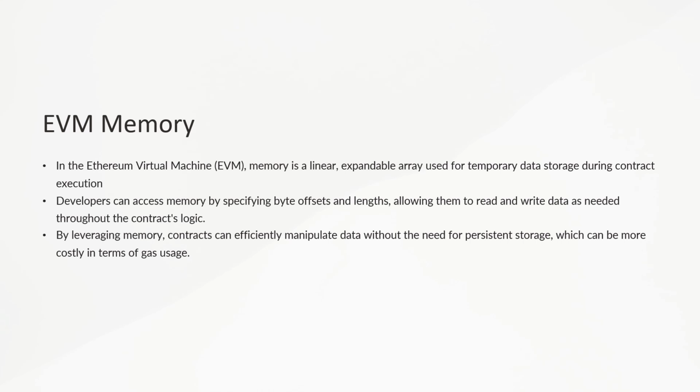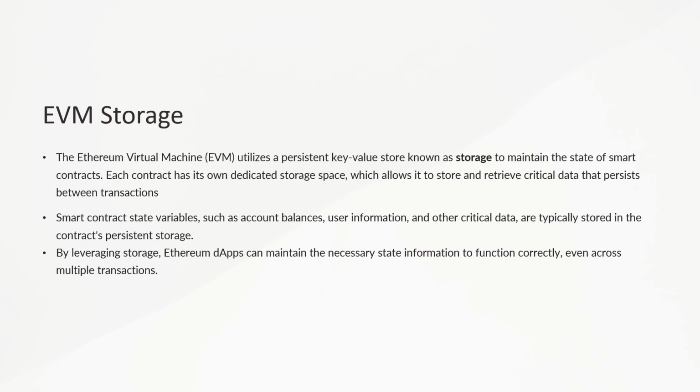By leveraging memory, contracts can efficiently manipulate data without the need for persistent storage, which can be more costly in terms of gas usage. Careful management of memory access and sizing is essential for optimizing the performance and cost effectiveness of Ethereum dApps. Unlike memory, which is temporary, the EVM uses a persistent key-value store known as storage to maintain the state of smart contracts.